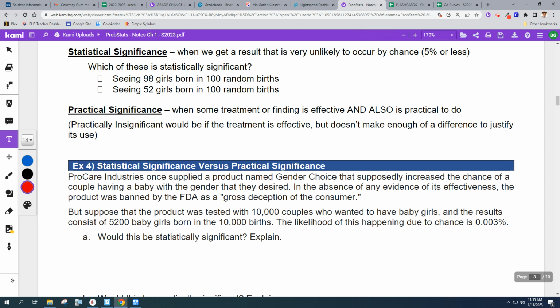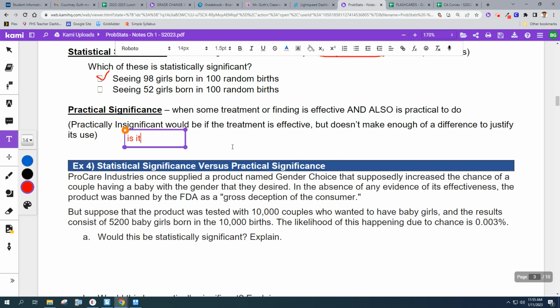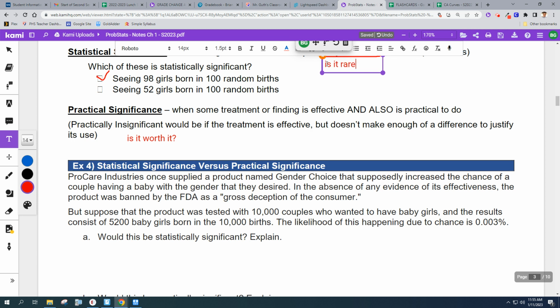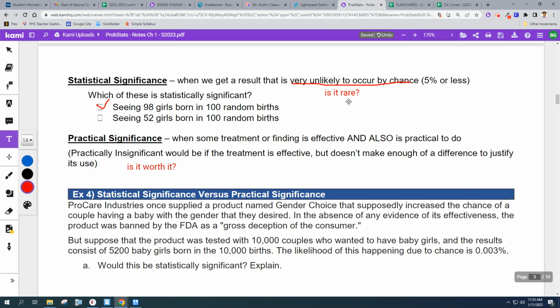Statistical and practical significance. Statistical significance is when we get a result that is very unlikely to occur by chance. And practical significance is when something is effective and also practical. So the question here says, which of these is statistically significant? Think about it as very unlikely to occur by chance. So seeing 98 girls born in 100 random births, that's very unlikely. That's statistically significant. Practical significance is more like, is it worth it? Statistical significance is talking about it being very rare or unlikely to occur, and practical significance is asking, is it worth it?